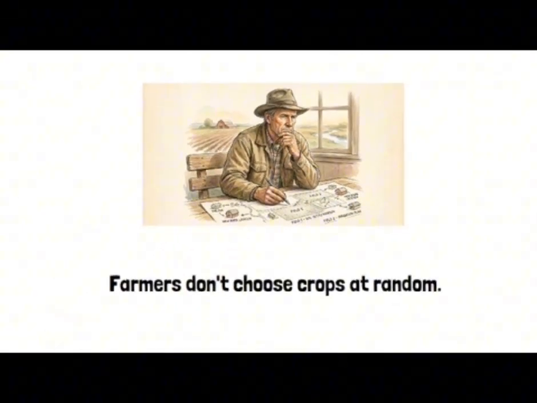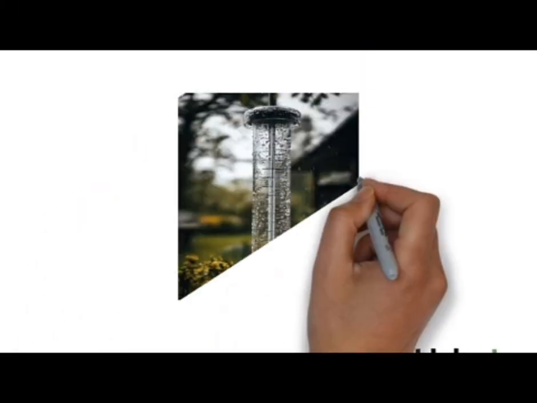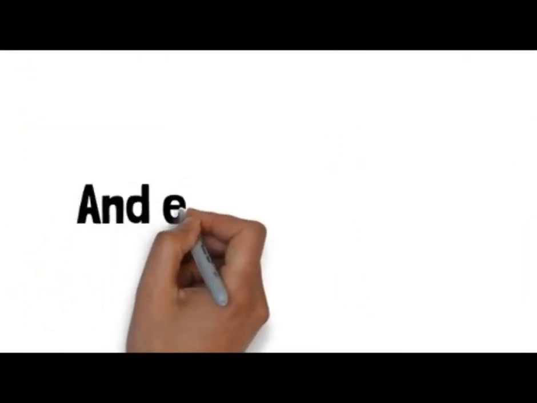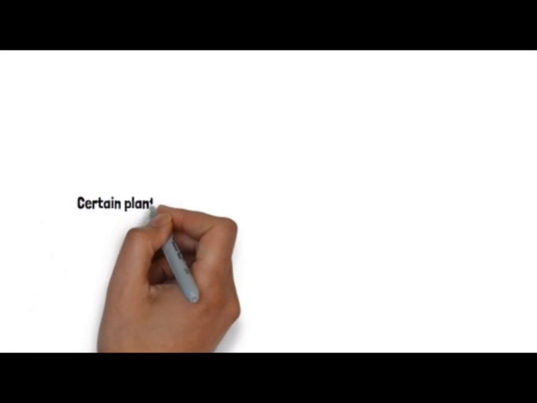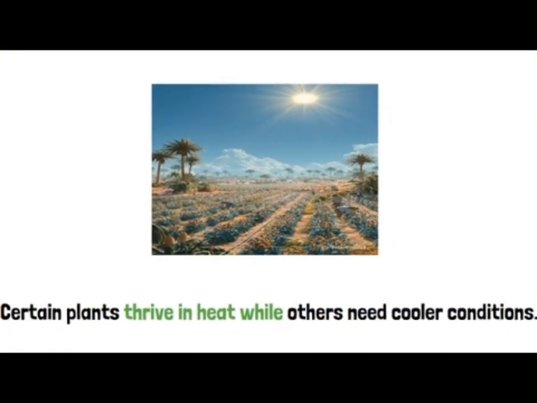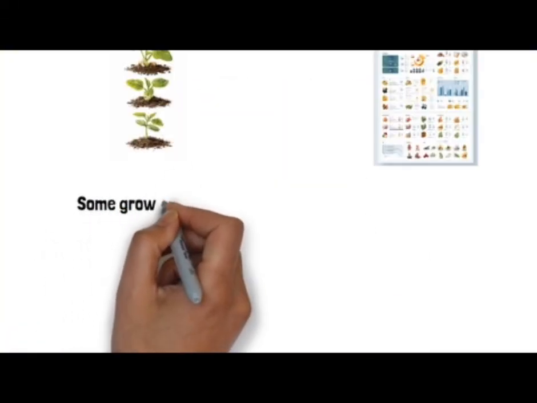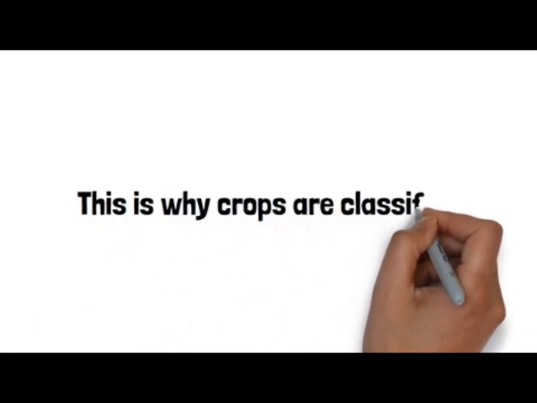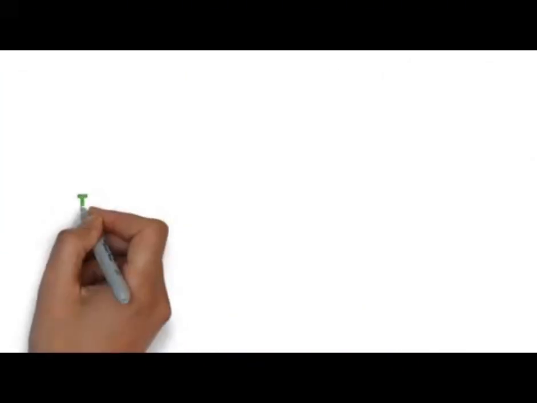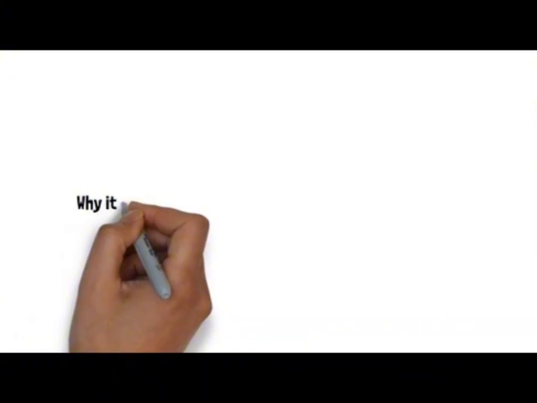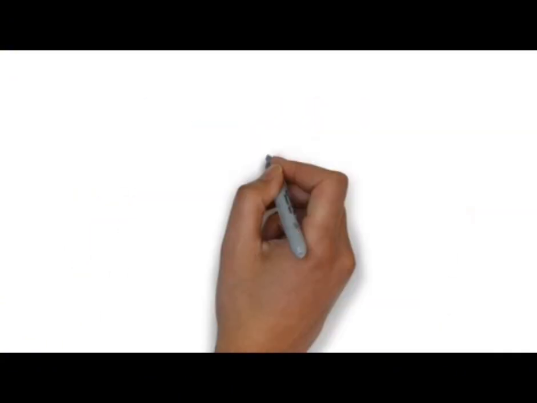Farmers don't choose crops at random. They think about climate, soil, rainfall, market demand, and even tradition. Certain plants thrive in heat, while others need cooler conditions. Some grow quickly, while others take years to mature. This is why crops are classified, not to complicate things, but to help us understand what grows where, why it grows well there, and how it should be managed.